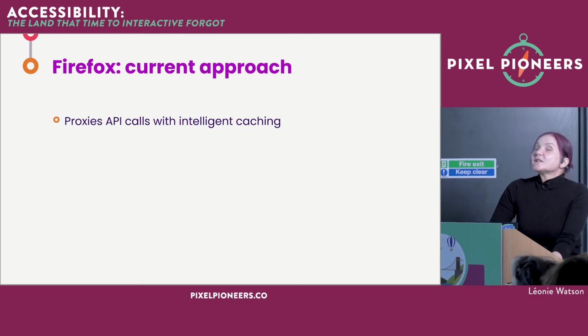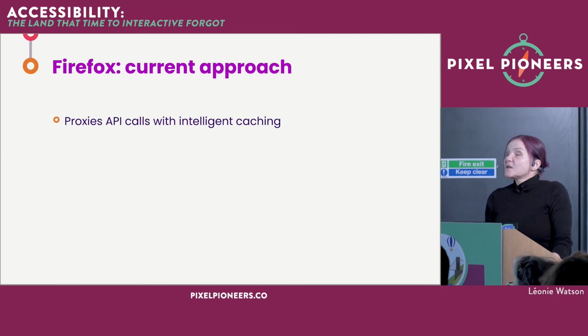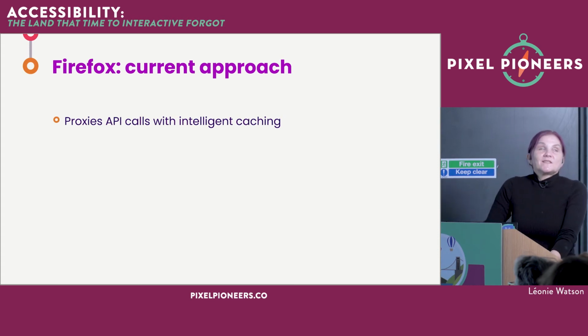Firefox takes a slightly different approach. It borrows a bit from Chrome's original approach. It proxies all the API calls from the application process to the content process, but it uses something it calls intelligent caching, which is to say, when it gets an API call that wants something like some text content from the accessibility tree, an accessible name, for example, it will try and intelligently guess what other information, what other properties the screen reader might also want to know, and it'll bundle it up and send it back with the response.